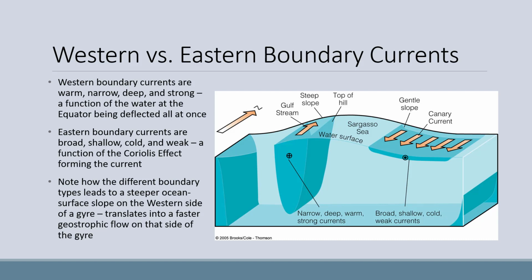Conversely, eastern boundary currents are cold, broad, shallow, and weak. This is a function of the Coriolis effect forming the current. It doesn't affect the water as abruptly as being deflected by a physical object like a continent. And of course, these currents are cold because the water was recently near the poles. Note how the different boundary types lead to a steeper ocean surface slope on the western side of a gyre. This translates into a faster geostrophic flow on that side of the gyre, and this reinforces the western boundary current characteristics.